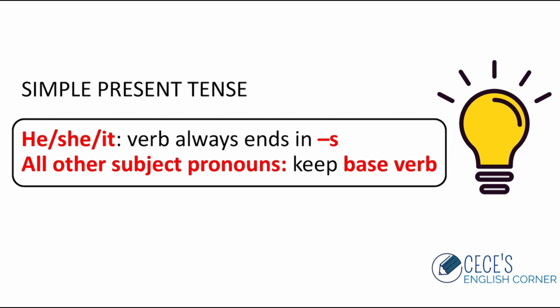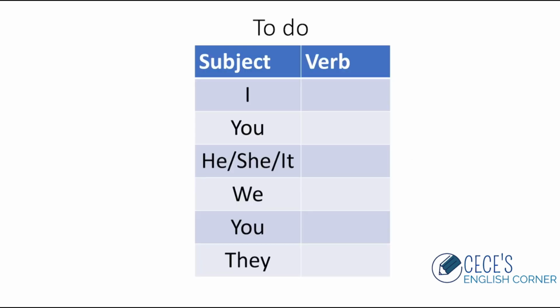Let's take a look at a different verb. Let's conjugate to do in the simple present tense for the following pronouns. I do. You do. He, she, it does, with an s. We do. You do. They do. Again, it follows the same rule. The verb ends in s when we're using he, she, it.